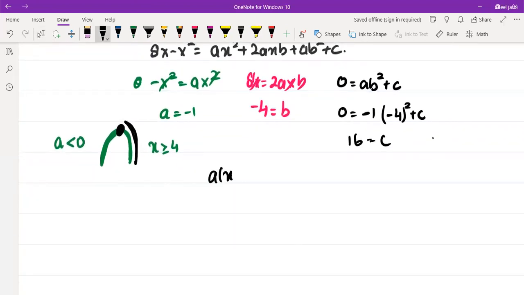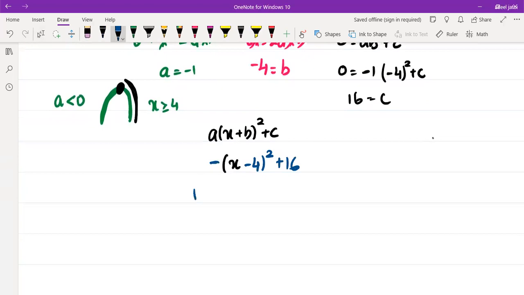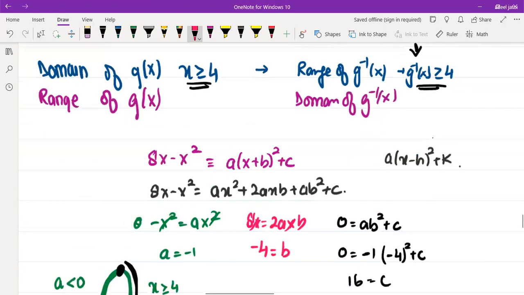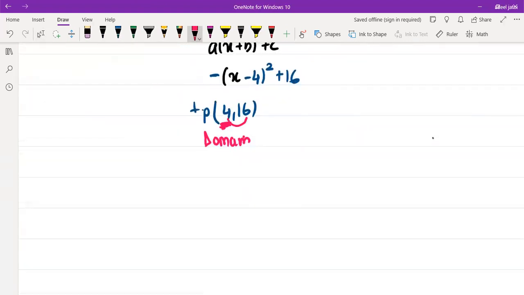So a(x plus b) whole square plus c: your a is negative 1, your b is negative 4 whole square, and your c is 16. So your turning point here is (4, 16). If you note, this 4 was your domain, and the domain was represented here. So if this 4 is the domain, automatically this will become your range.